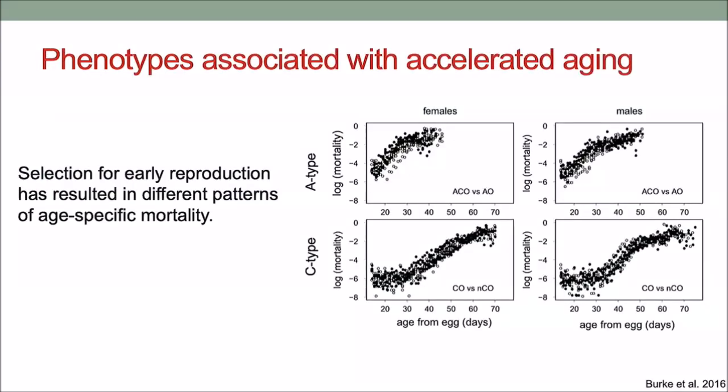So when we're thinking about the phenotypes associated with what we call the accelerated aging phenotype, selection for early reproduction has resulted in very distinct age-specific mortality patterns. On the top here, we have the A populations, females and males, and on the bottom you have the C. And you can see that by the end of the C lifespan, well before that, all of the A's are dead, right? So there's a very distinct difference in their longevity and survivorship patterns.